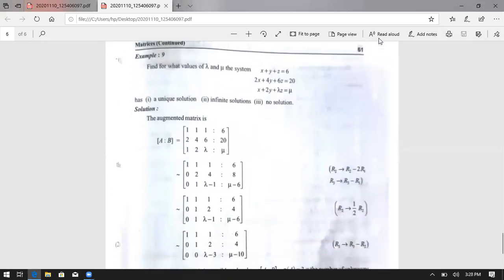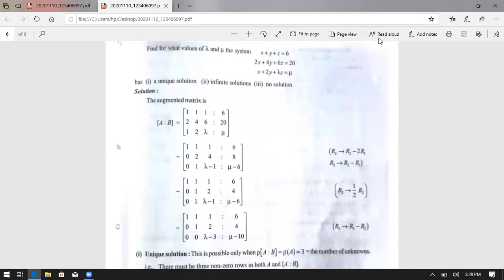Here, this is also the same. That is x plus y plus z is equal to 6. Then the second equation 2x plus 4y plus 6z is equal to 20. Then x plus 2y plus lambda z is equal to mu. Okay, you know that one? This is the lambda symbol. This is the mu symbol. Your question is, the first one is a unique solution, the second one is an infinite solution, and the third one is no solution. First you take the augmented matrix of these three equations.